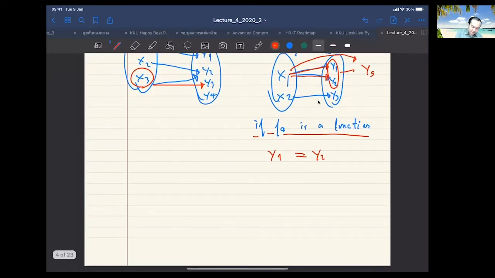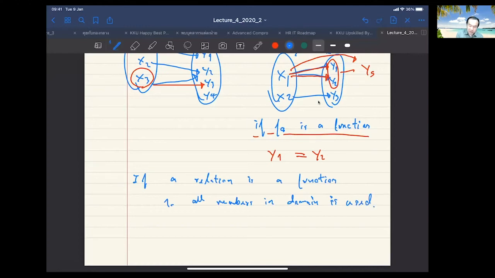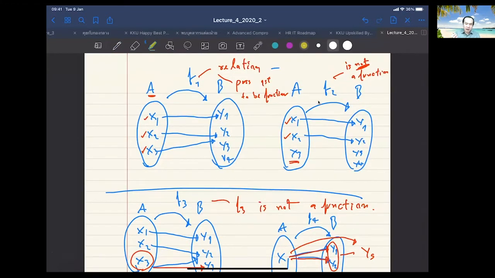So if you want to check if a relation is a function, you have to check two things. One, all members in the domain must be used. I use the word used to mean that it has been used to create a link from set A to set B. Stress the words all members. Like this example, F1 passes the test for property one, but F2 doesn't, because X3 doesn't have a link.